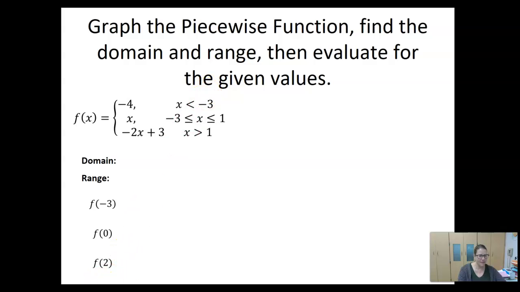So we have f of x equals -4 when x is less than -3. F of x equals x when x is between -3 and 1. And f of x equals -2x plus 3 when x is greater than 1.